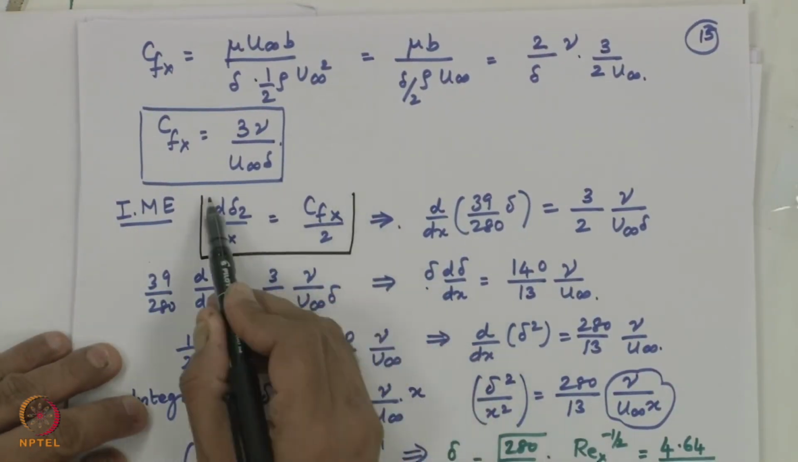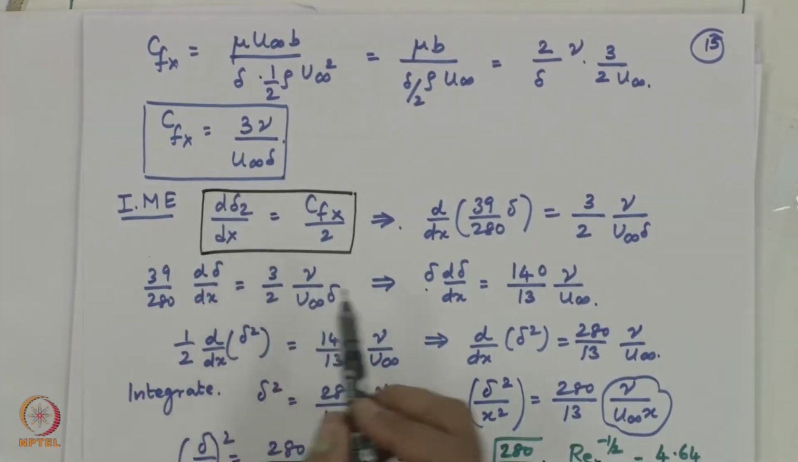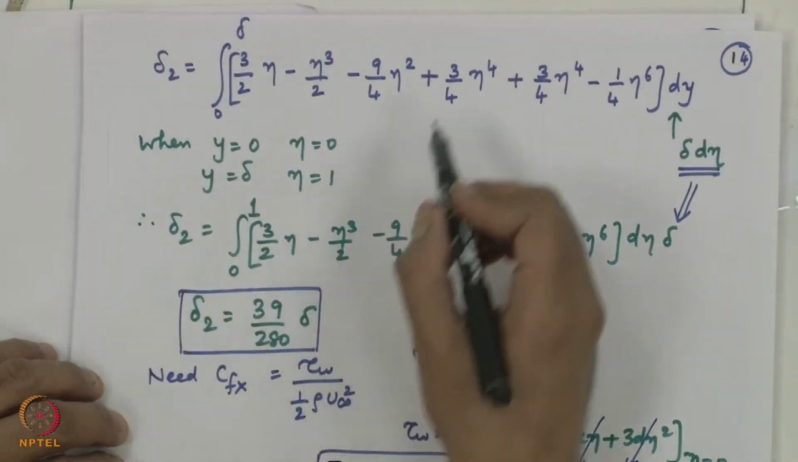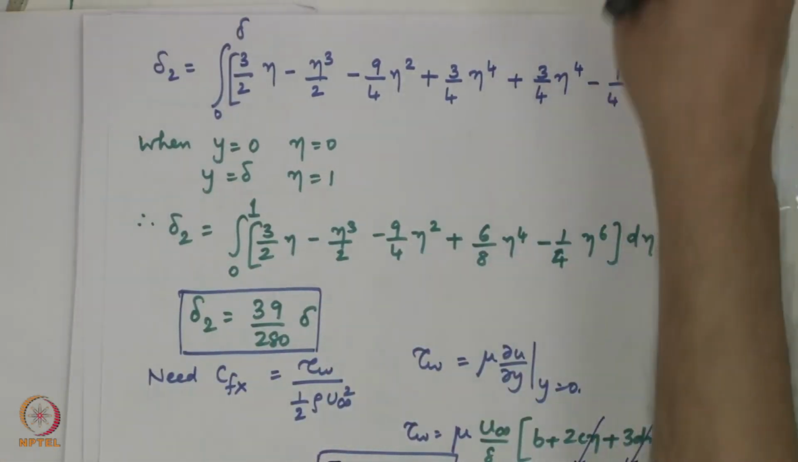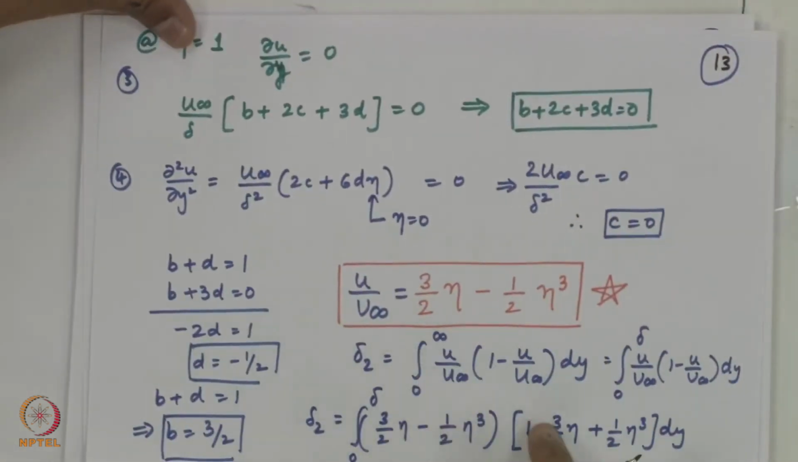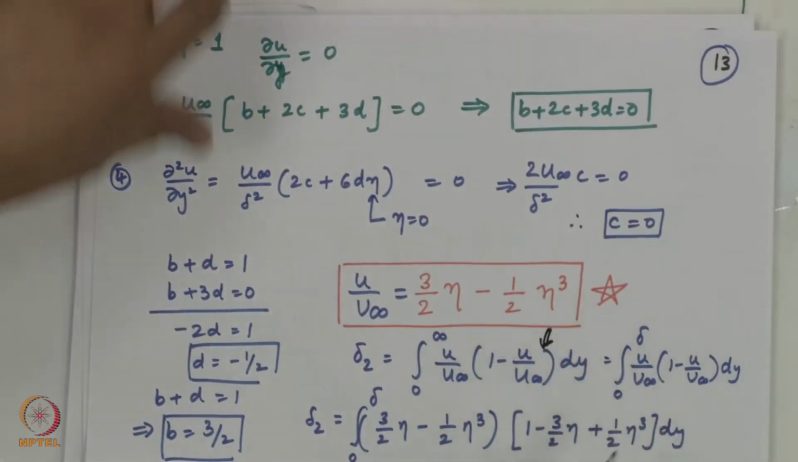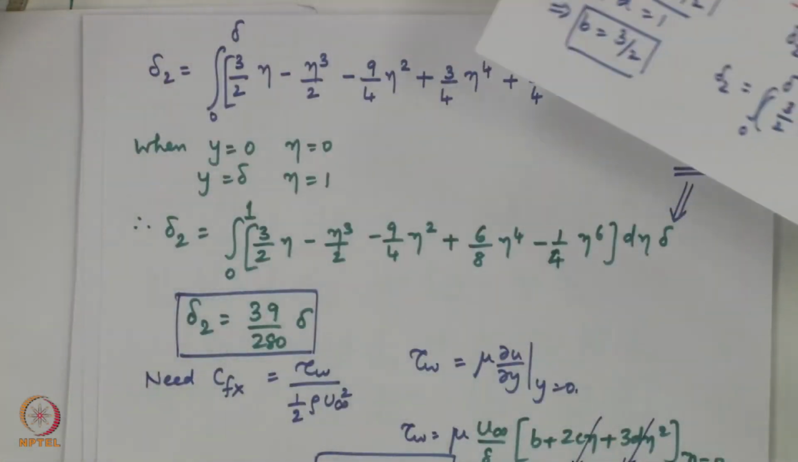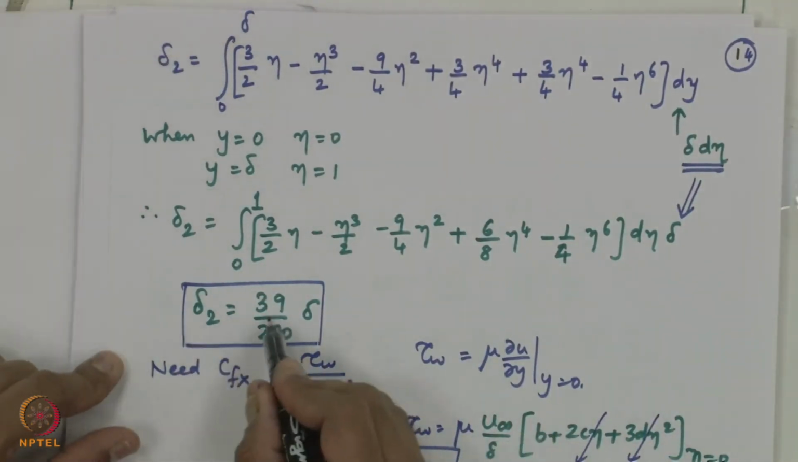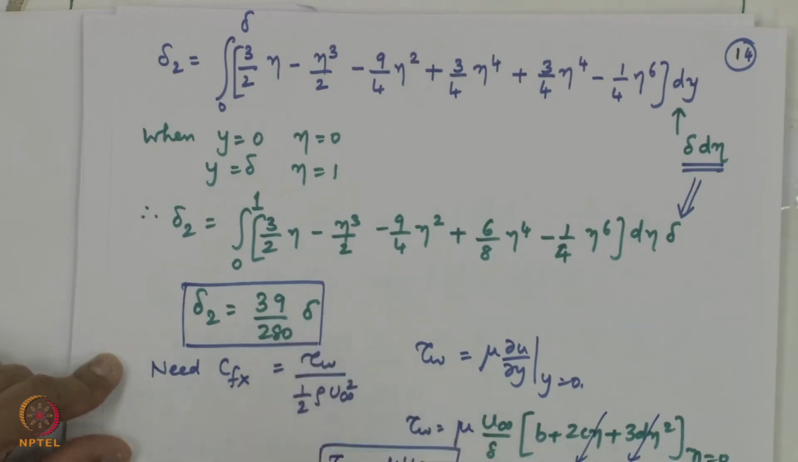So my integrated momentum equation simplified to d delta 2 by dx is equal to cfx by 2. We put in the velocity profile and used the definition of delta 2, which was the integral of u by u infinity into 1 minus u by u infinity. I substituted u by u infinity, did the maths, and obtained the expression for delta 2 in terms of delta. This was the left hand side. So d delta 2 is nothing but 39 by 280 d delta by dx.